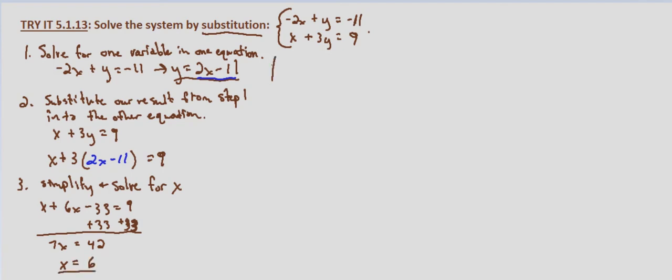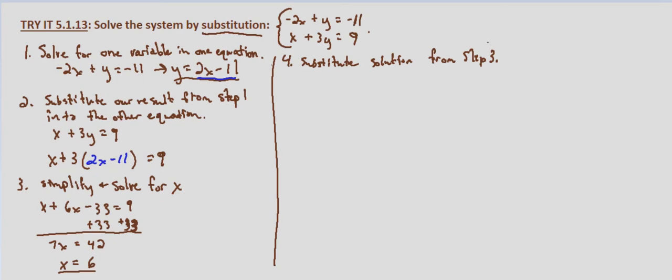Alright, so I'm going to go over here to the other side of our screen. And with step 4, it's substitute our solution from step 3 into either of the original equations. I'm going to go ahead and substitute into both equations just to verify that we'll get the same y value if we use x equals 6 for both of the equations.